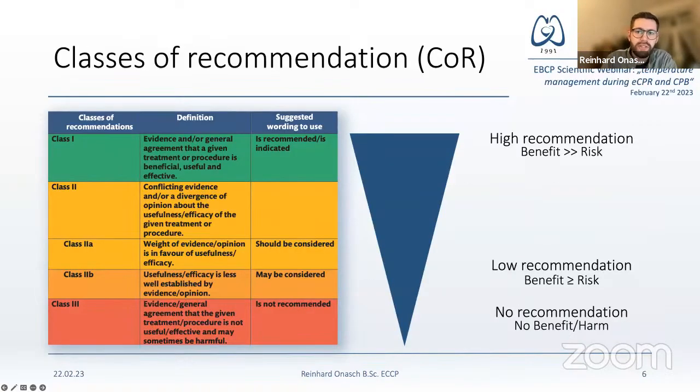The class 1 recommendation is the highest recommendation available. Class 2 describes a recommendation that is based on conflicting evidence and is divided into subgroups. Class 3 is used when there is evidence or general agreement that a treatment is not useful or effective and may sometimes be harmful.